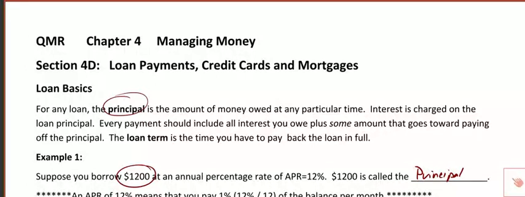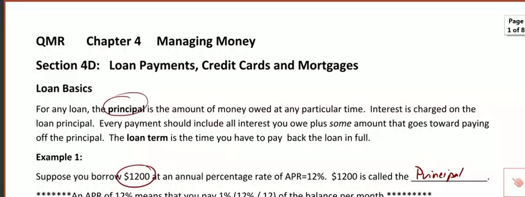Now, credit cards are different than auto loans or mortgages because in a credit card, there is no term that you have to pay back. You just keep making those payments or minimum payments, and honestly, if you just make the minimum payments every time, it'll take forever to pay off the balance on a credit card.